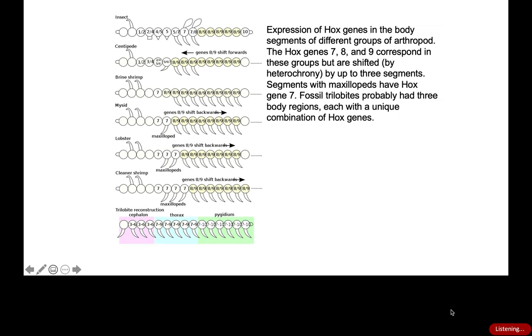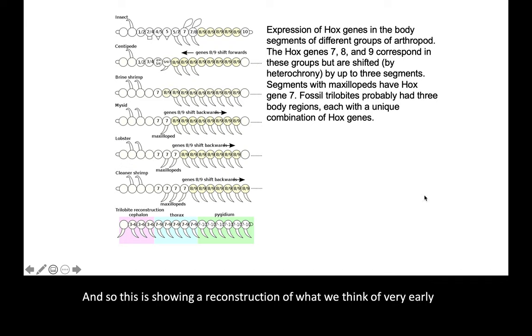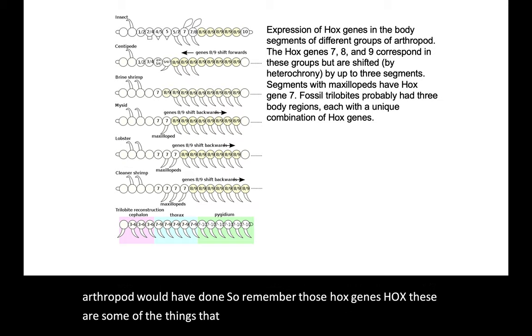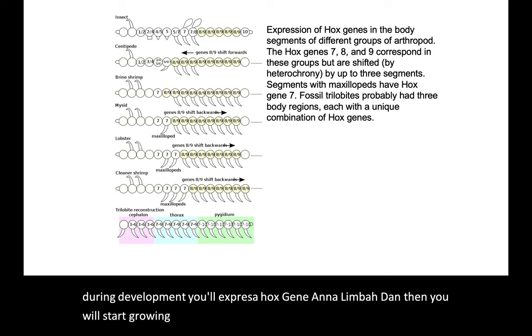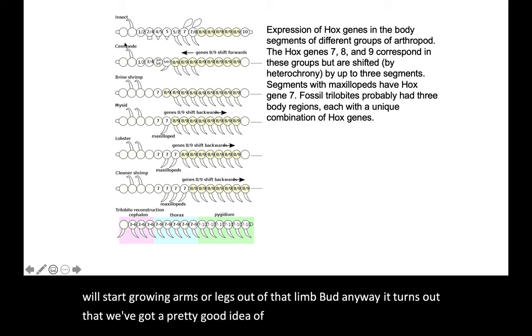And so this is showing a reconstruction of what we think a very early arthropod would have done. So remember those HOX genes, H-O-X. These are some of the things that control where different body parts end up during development. Like you'll express a HOX gene in a limb bud, and then you will start growing arms or legs out of that limb bud. Anyway, it turns out that we've got a pretty good idea of where the different HOX genes are expressed in different kinds of animals.